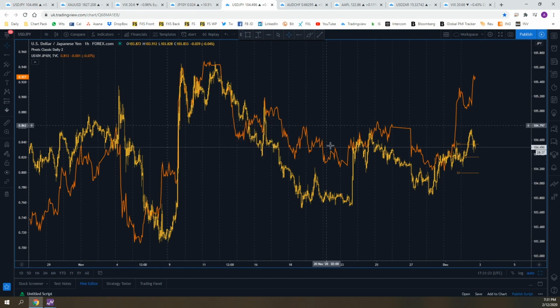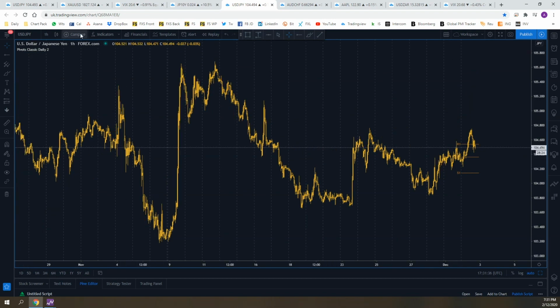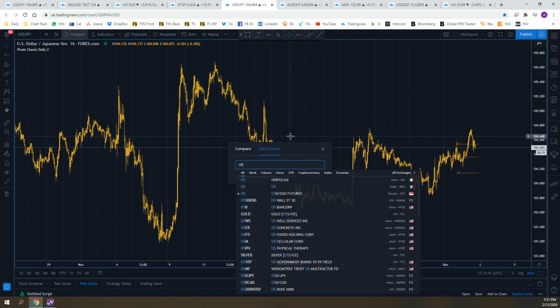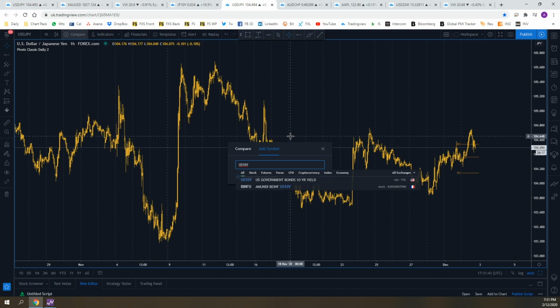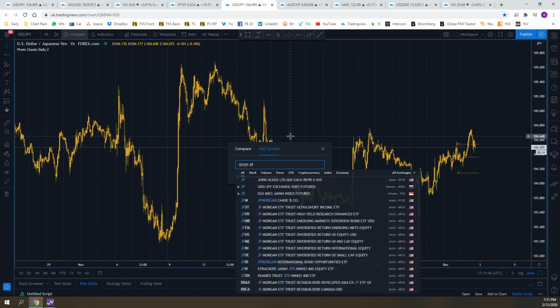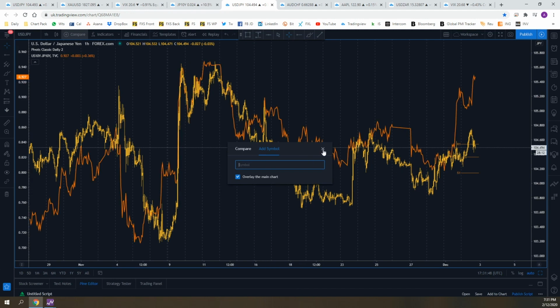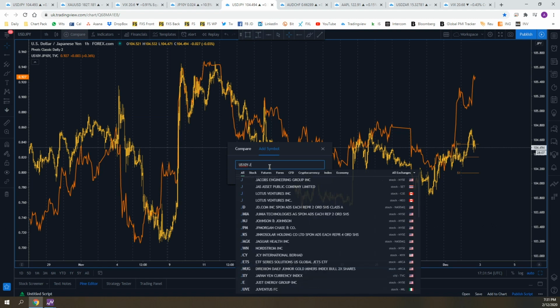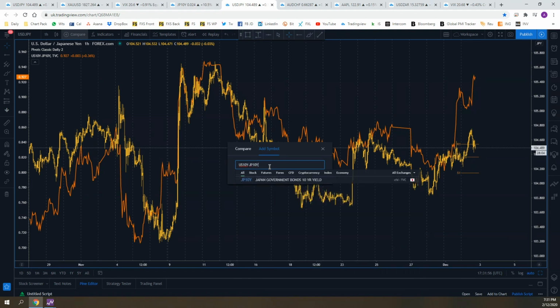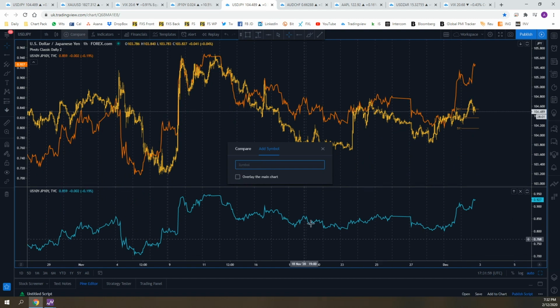And when you do that, it should give you that nice overlay of the US 10-year and Japanese 10-year bond yield. Now, just something else also, when you do enter this, make sure that you have that overlay the main chart button ticked, because if you don't, it's not going to overlay it. It's basically going to give you a sub chart for the bond yield spread. Let me just show you what that looks like. There we go. So if you don't have that ticked, it's just going to give you a sub chart.